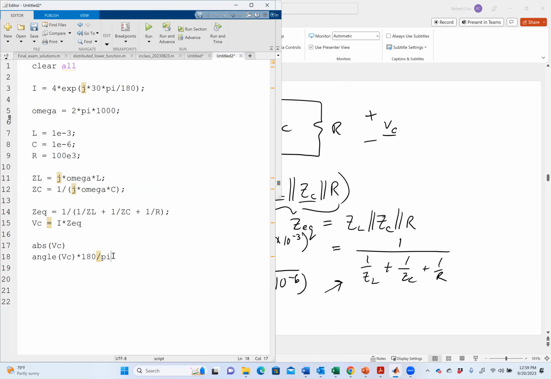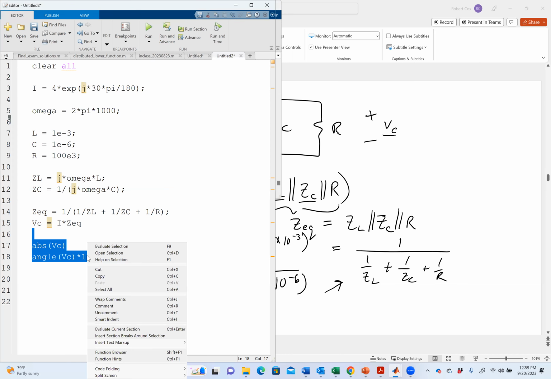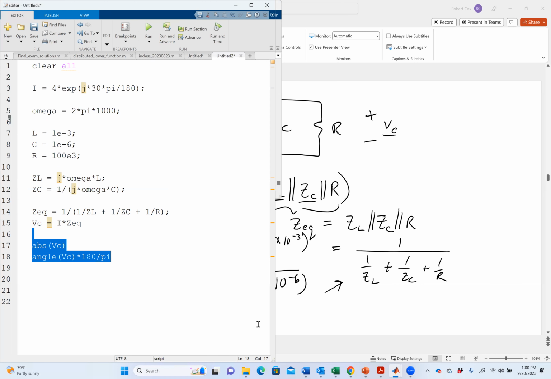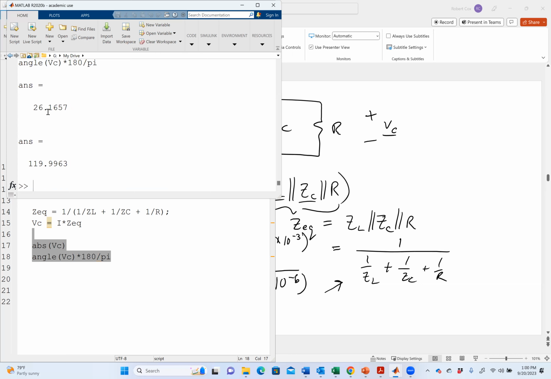I'm going to run this. So in MATLAB, what I always do is I just highlight that, I right click and do evaluate selection, and then I go to my command window. So it told me that the magnitude was 26.1657, and the angle was basically 120 degrees. So that makes sense. We said it's in the second quadrant.